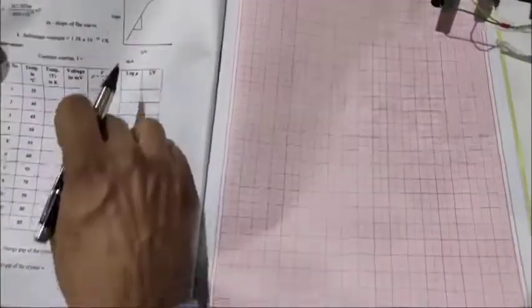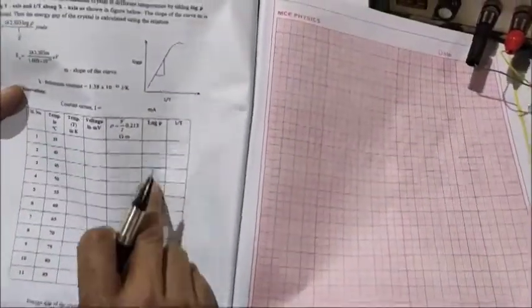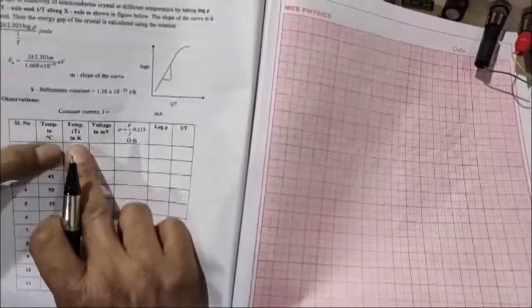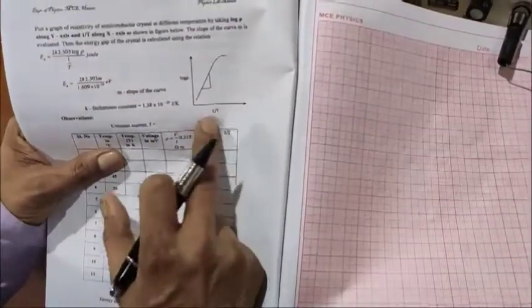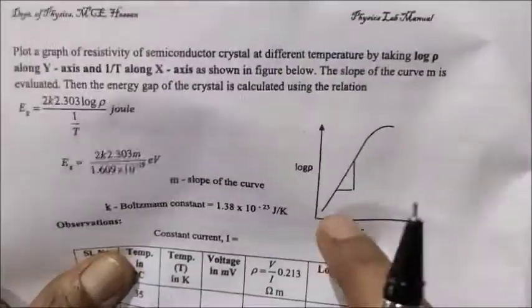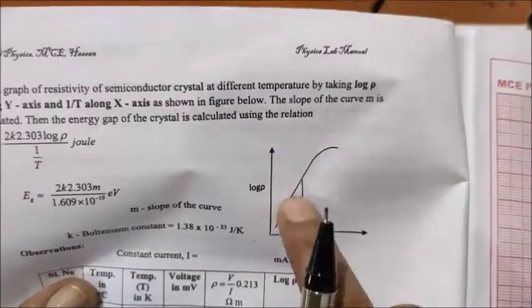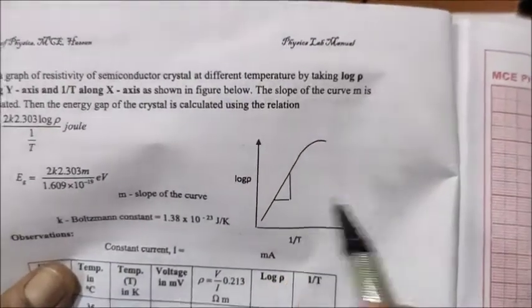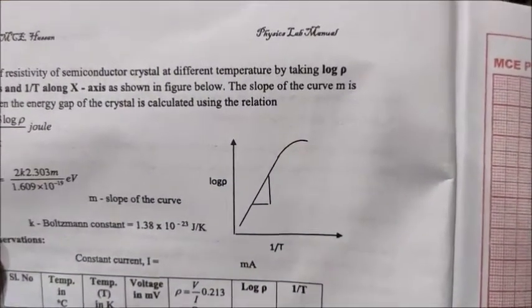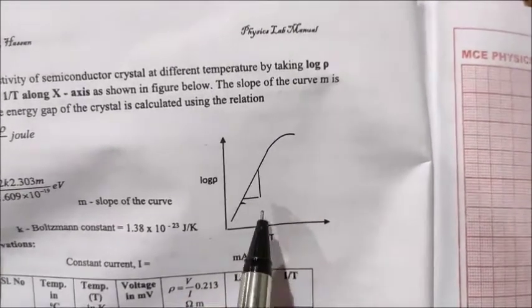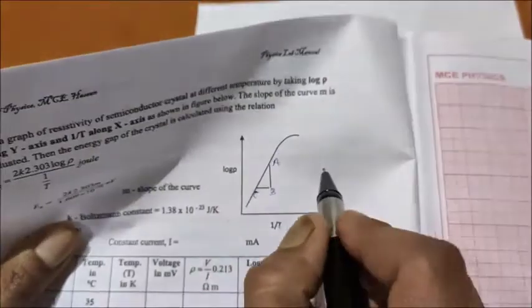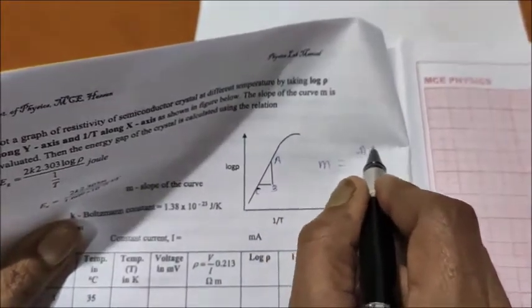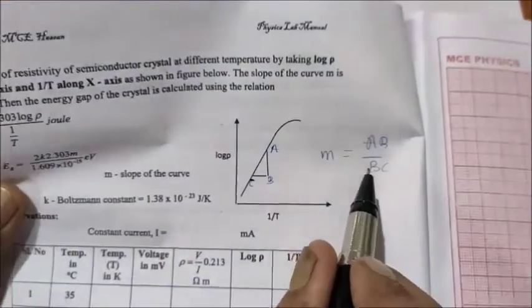So after getting the rho value for different temperatures, take the log rho, and for the temperature which is in Kelvin, you take the reciprocal of that, tabulate the result, and draw the graph of 1 by T versus log rho as shown here. You will get a graph in this way because of the intrinsic behavior of the semiconductor material. By taking the slope of the graph, by marking this as A and this as B, the slope is AB by BC. So you will get the slope of the graph.